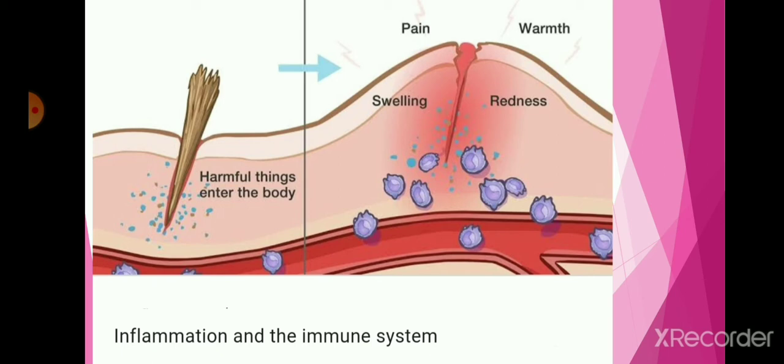For that, they start increasing the blood flow. Due to the increase in blood flow, we can see redness in the injured area compared to the normal area. Due to the blood flow, we see swelling, warmth and pain as signs. So let's talk in detail about these signs, how they occur during inflammation.